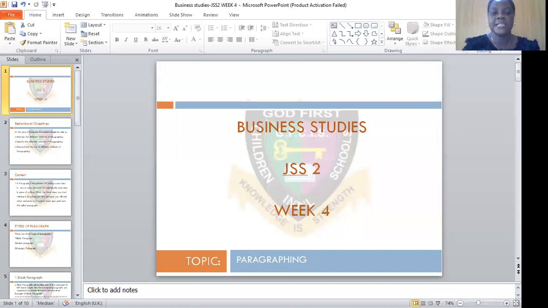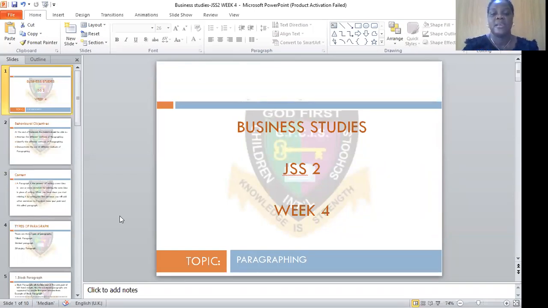We are on to business studies, and in our last lesson, we talked about technique development in keyboarding, whereby we treated some basic keys such as the tab key, the enter key, the backspace key, the arrow keys, the function keys, and so on and so forth. But today, the topic for today is paragraphing.